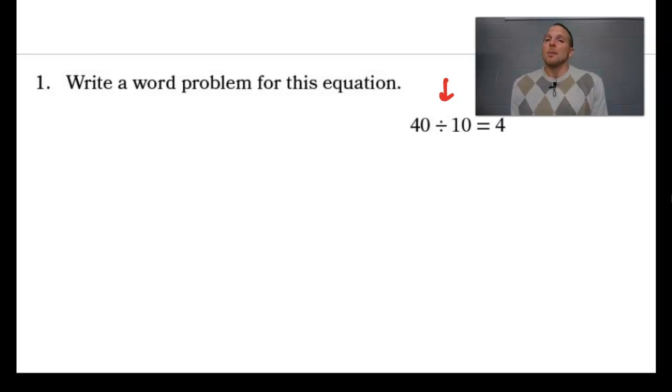All right? So pause this video and make up your own division word problem. Just start with 40. You have 40 of something, and you're going to divide it into 10 of something, and you're going to have 4 in each of those somethings. All right? Go ahead and pause this and finish up this problem.